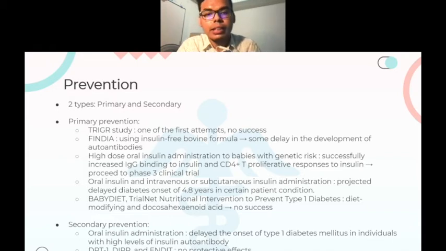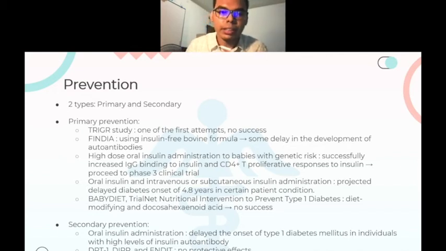The prevention has two types, primary and secondary. Primary prevention is before the appearance of islet targeting autoantibodies, and the second type is after the appearance of one or more islet targeting autoantibodies but before symptom onset.